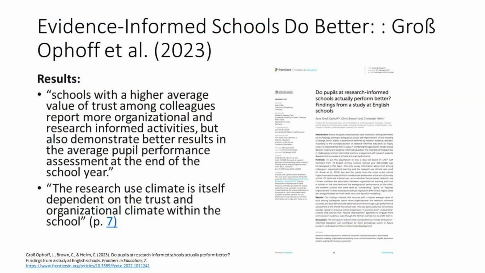They found that schools with a higher average value of trust among colleagues report more organisational and research-informed activities, but also demonstrate better results in the average pupil performance assessment at the end of the school year. Now, the research climate itself was dependent on the trust and organisational climate within the school. High trust culture, then higher use of evidence in that school. High use of evidence in that high trust culture means better academic achievement for the students.